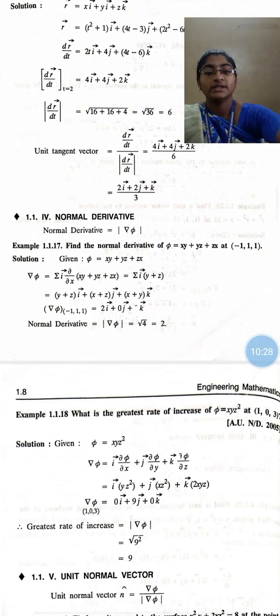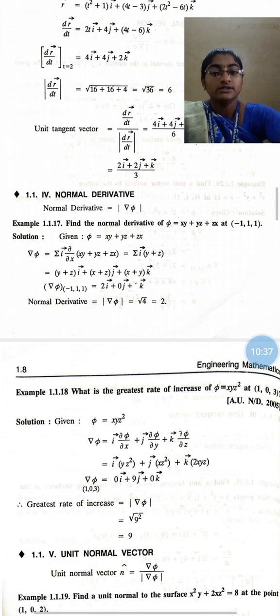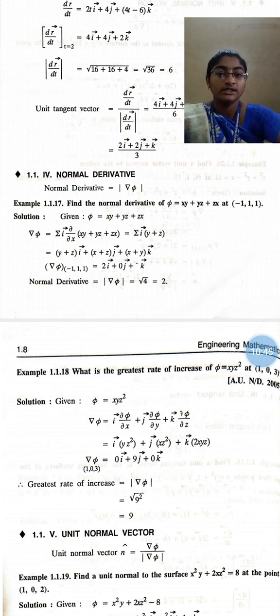Our fourth topic is normal derivative, that is modulus of the gradient, that is modulus del pi. See the first question, find the normal derivative of pi value given, and also the point x, y, z value is given as minus 1, 1, 1. We need to find the normal derivative.